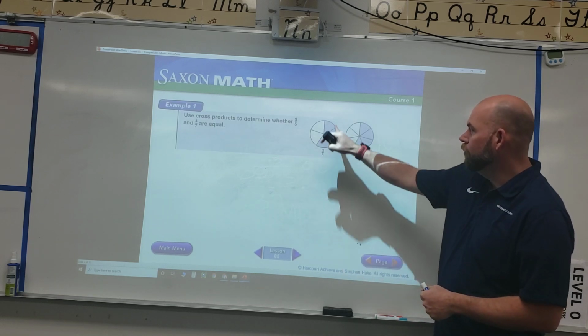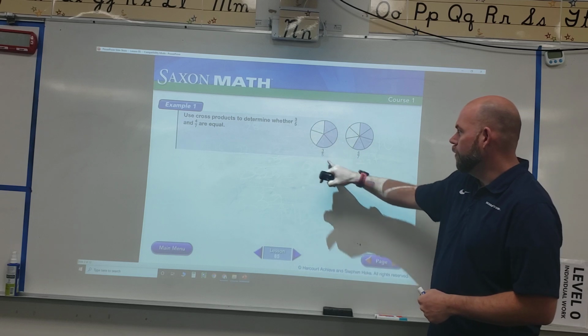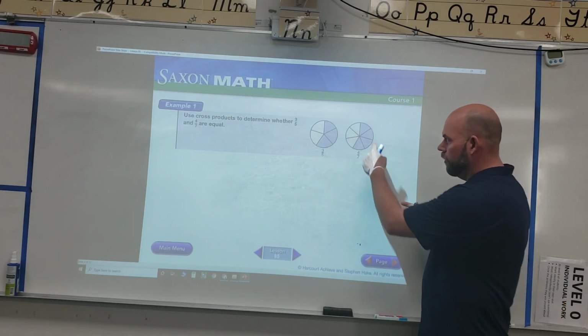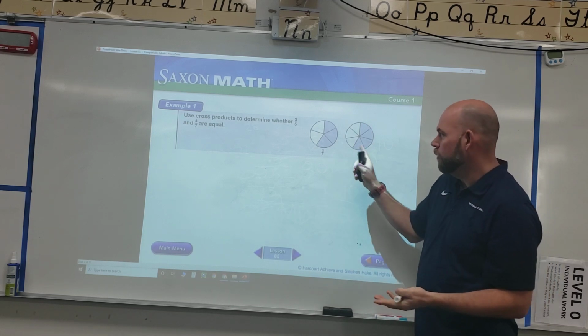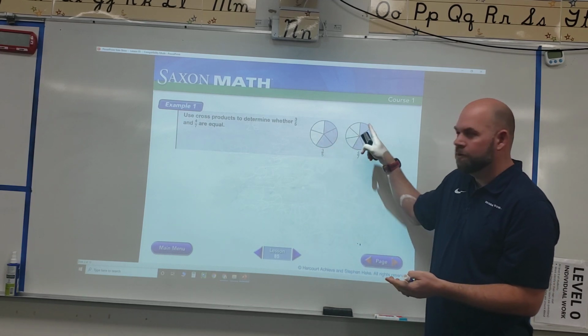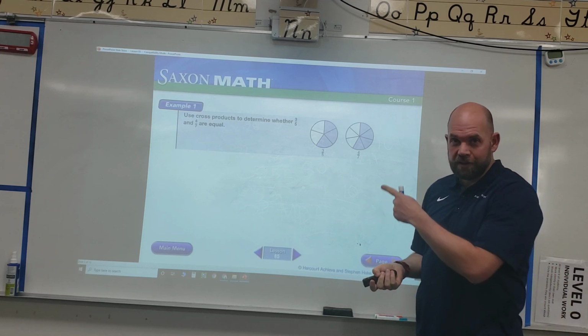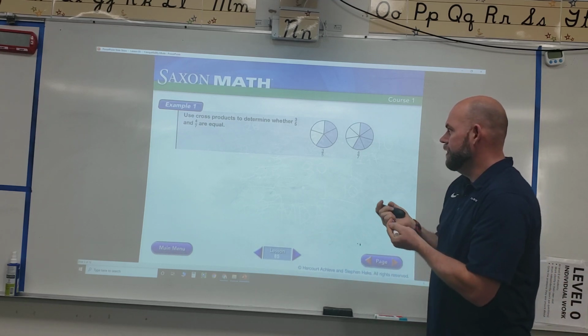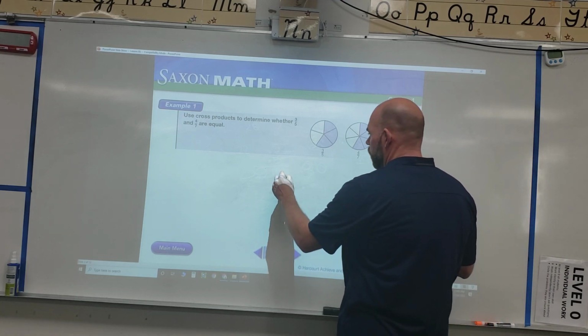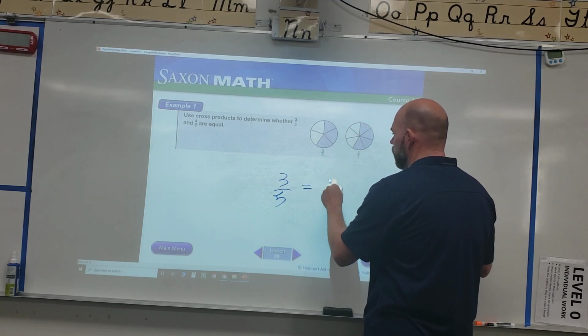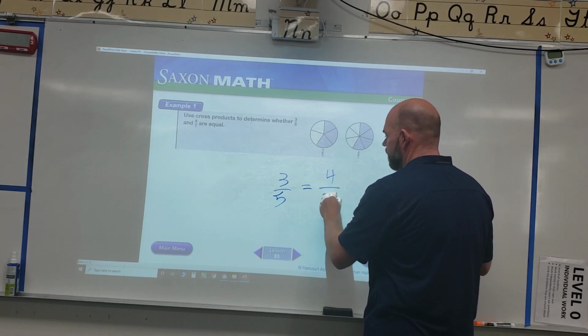So here we can look at this diagram where it has 3/5 and 4/7. Now it looks like it's pretty close to equal, right? 3/5 and 4/7 looks about the same. But we can check using cross products to see if they are equal. So here we're going to look at 3/5. Is it equal to 4/7?